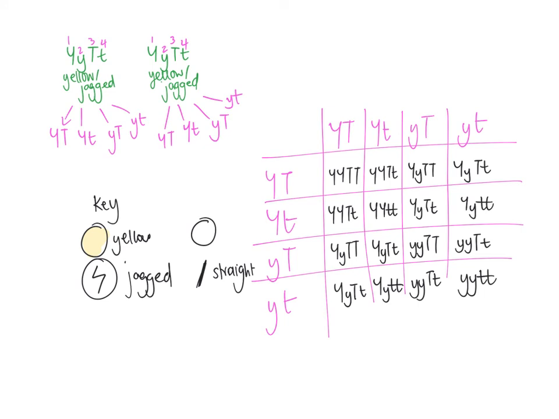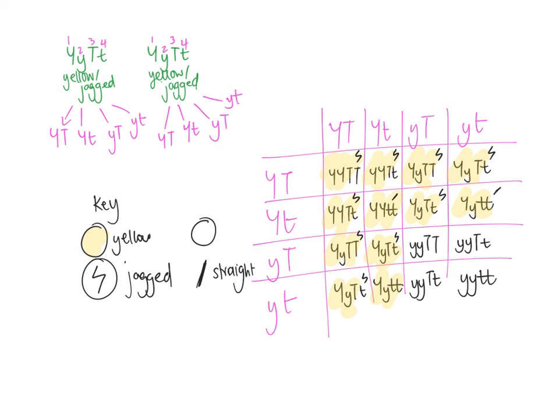Okay, so you should be able to see now my completely filled in Punnett square, and I know that all of the ones that have got at least one big Y are going to be yellow. So that's yellow, that's yellow, that's yellow, and the rest aren't. Okay, now thinking about my tails, I know that if I've got a big T, it's jagged. So all of these top ones, jagged, jagged, jagged, jagged, jagged, jagged. And all of the rest are straight-tailed.